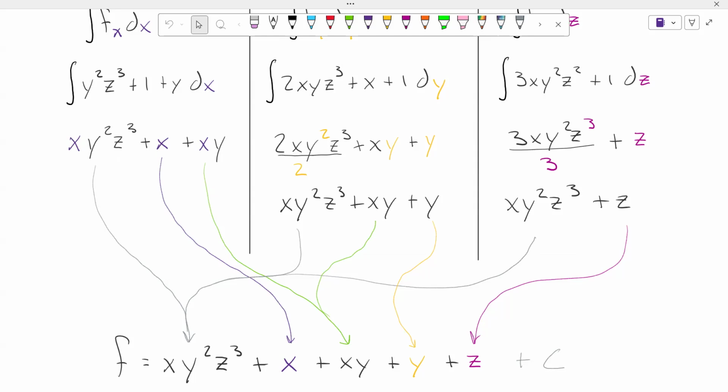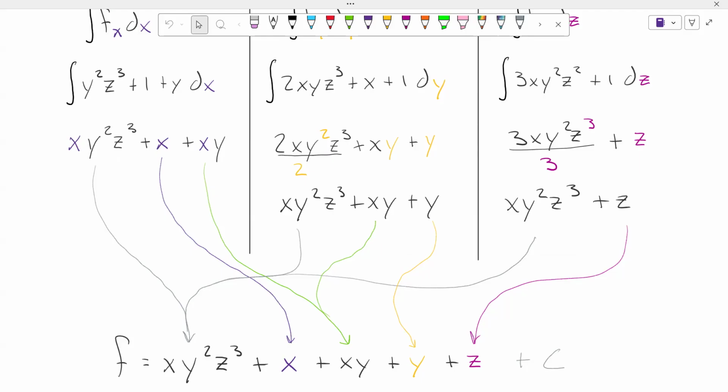Main reason I'm highlighting that is because when I put my function back together again, I only need that term to show up one time, because that one term will split into each of the 3 partial derivatives. So I don't need it 3 different times. In fact, it would be wrong if it were 3 different times, because I'd be off by a scalar multiple. So I only want to put it back in once.